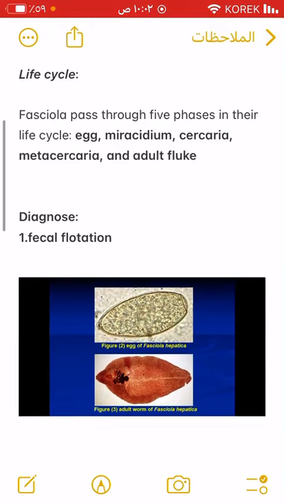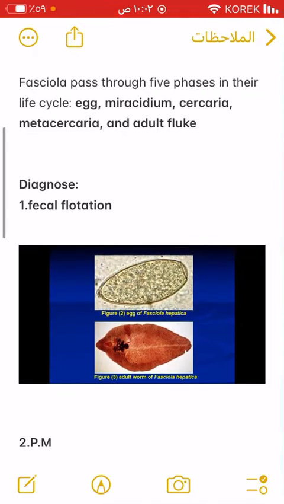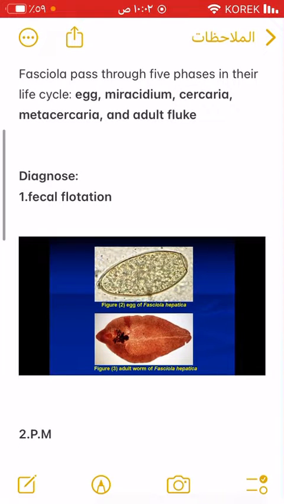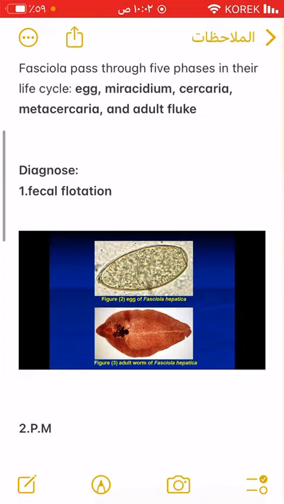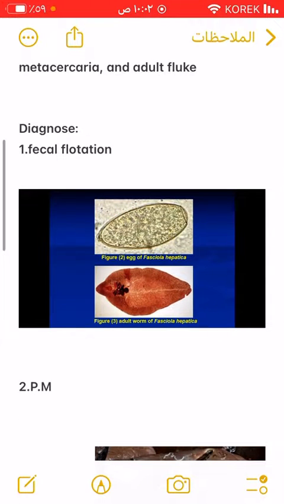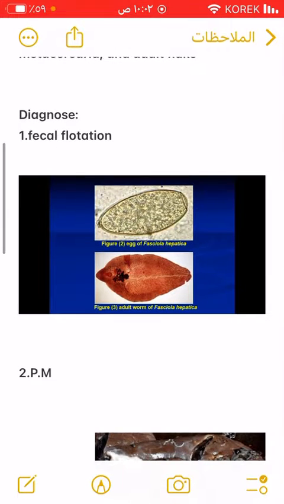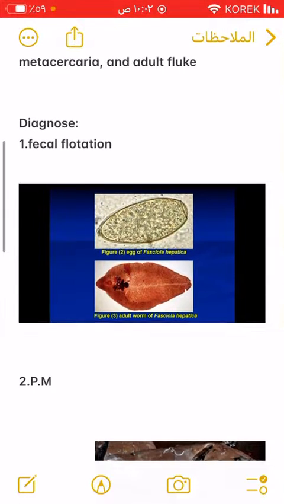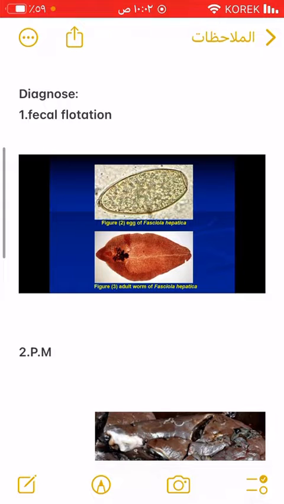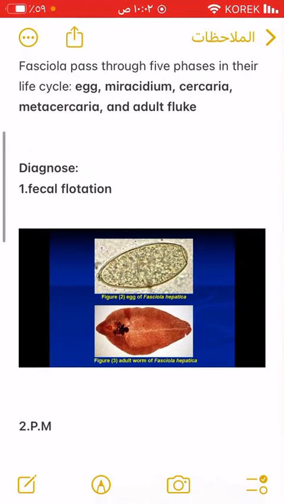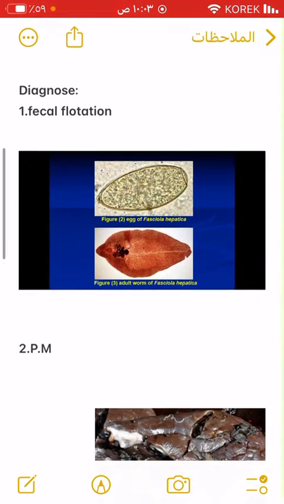The diagnosis: first, fecal flotation. It's a very easy test. I will put a video today about aseptic sampling of milk and fecal flotation, as I said in my past video. I hoped you would tell me the diagnosis from the video that I put in the past. So, as we said, diagnosis of Fasciola hepatica or liver fluke is first by fecal flotation.